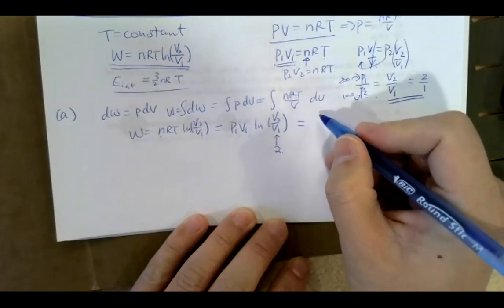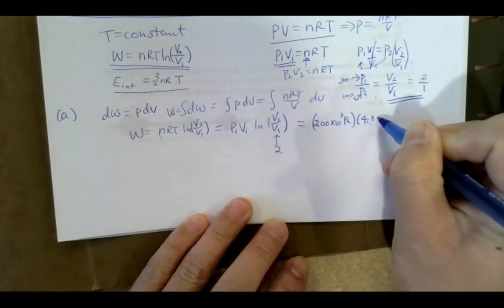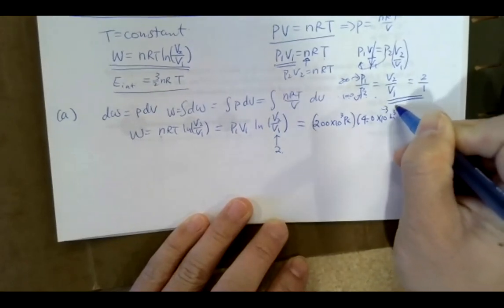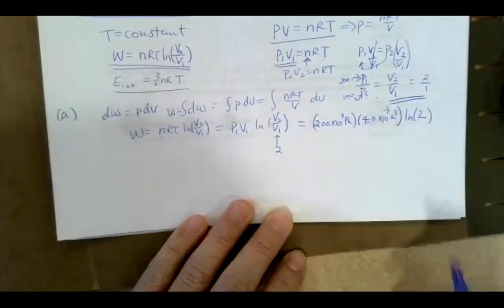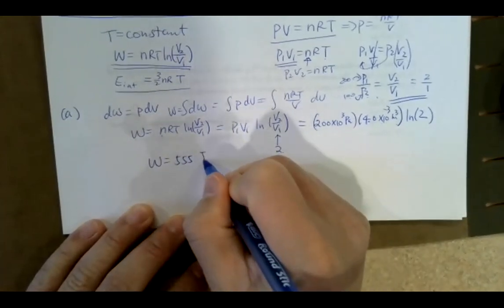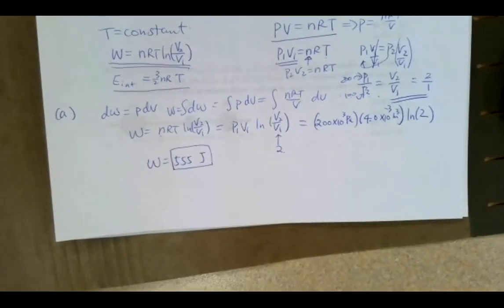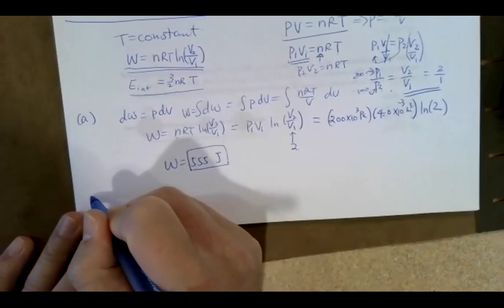All right, so you can do P1, 200 kilopascal, times V1, 4.0 liters, so that means times 10 to the minus 3 meters cubed, times ln of 2, natural logarithm of 2. In that sense, if you plug in all the numbers, work should be equal to 555 joules. Now, as I mentioned, you can also solve for n and then use nRT instead. And then you can solve for V2 first, and then plug in the numbers, but you will get this same number for the work done.